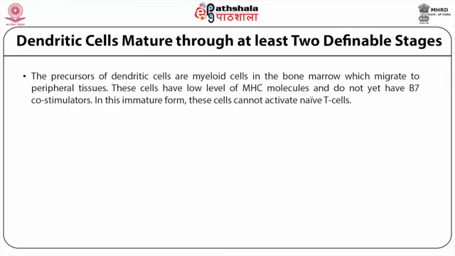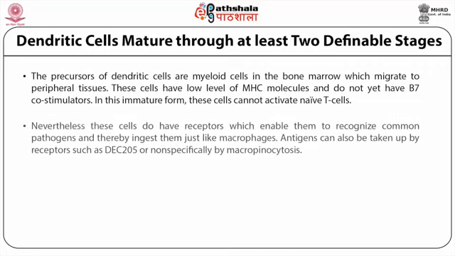The precursors of dendritic cells are myeloid cells in the bone marrow, which migrate to peripheral tissues. These cells have low level of MHC molecules and do not yet have B7 co-stimulators. In this immature form, these cells cannot activate naive T cells. Nevertheless, these cells do have receptors which enable them to recognize common pathogens and thereby ingest them just like macrophages. Antigens can also be taken up by receptors such as DEC205 or non-specifically by macropinocytosis.